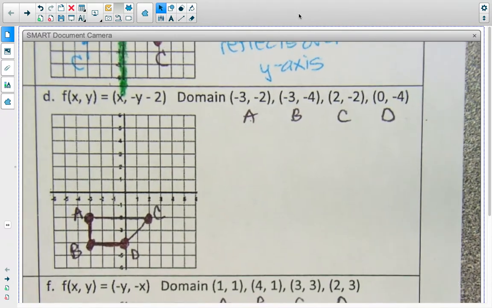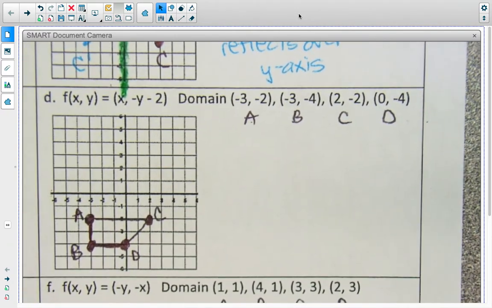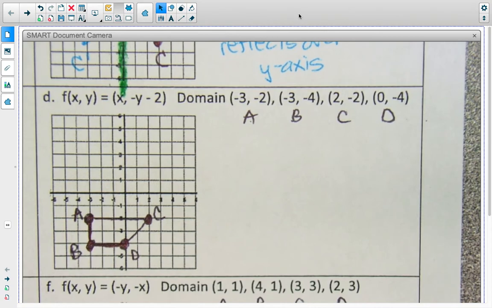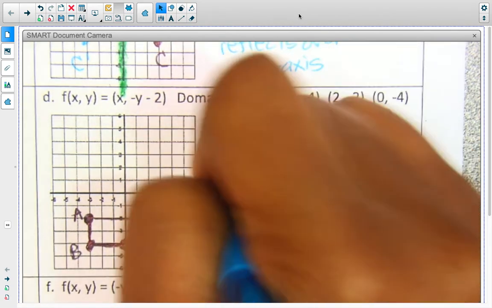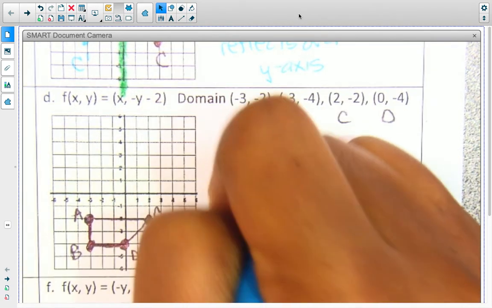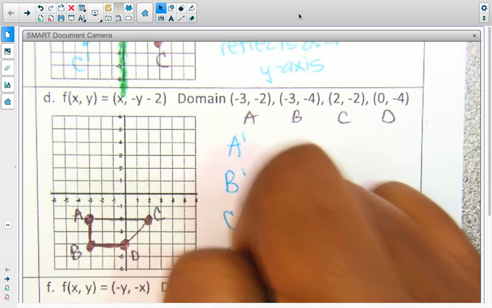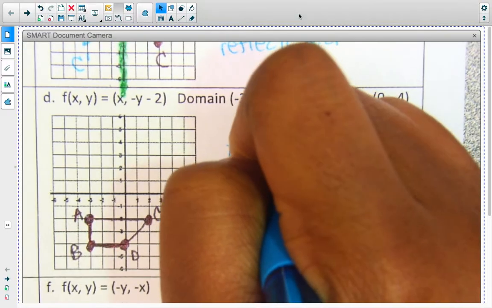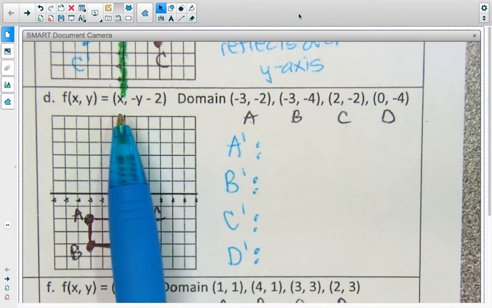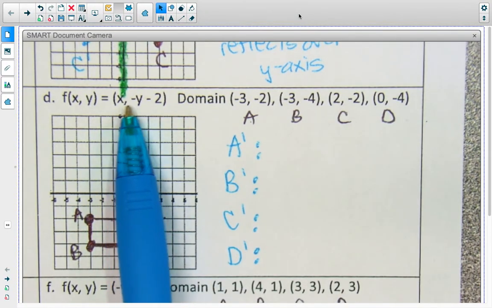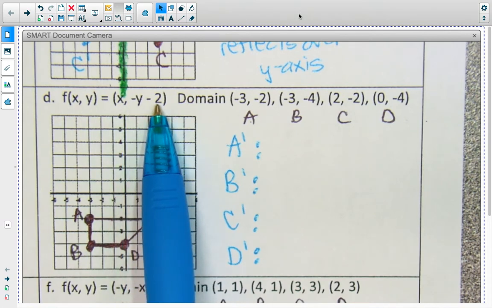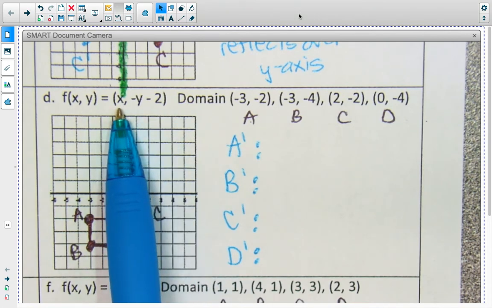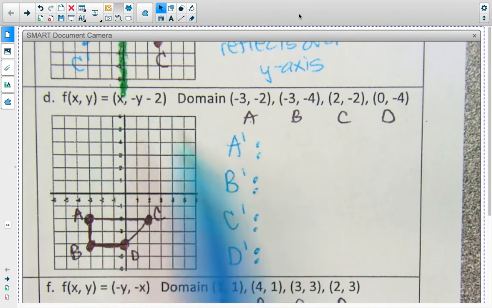So this time we're going to be working with a trapezoid. I've already graphed our A, B, C, D, and we're going to go through and find A prime, B prime, C prime, and D prime. The rule that we're working with this time is that we are going to keep our x value, and we're going to do -y minus 2. So keep the x value, we're doing -y minus 2.